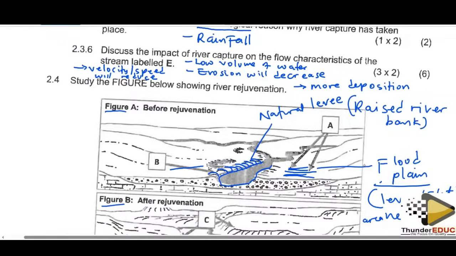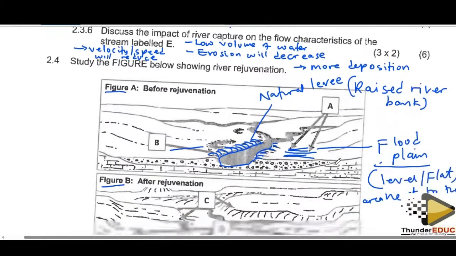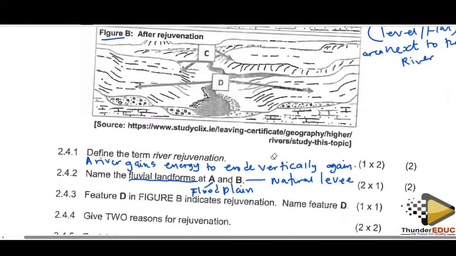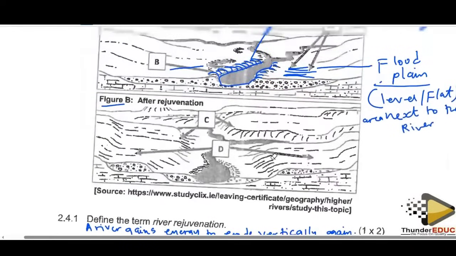That's why I said that if you check here, on this side there are materials that are piling up, and if materials pile up here, the riverbank is going to rise up, creating a natural levee. Okay, so 2.4.3, feature D. Feature D in figure B indicates rejuvenation.